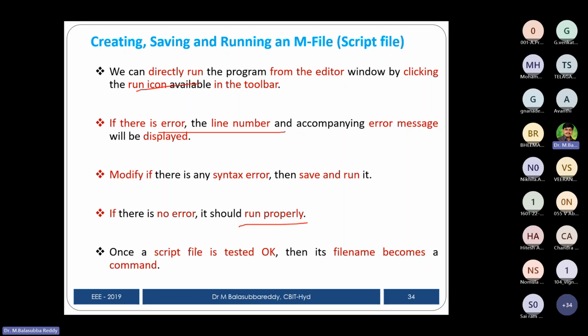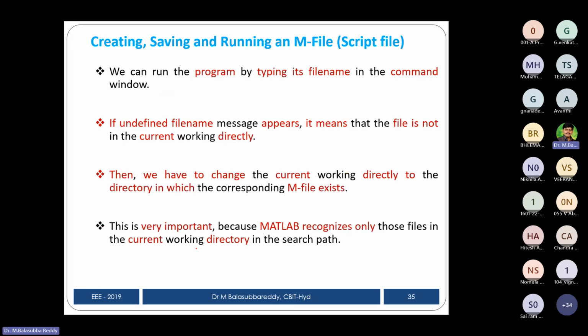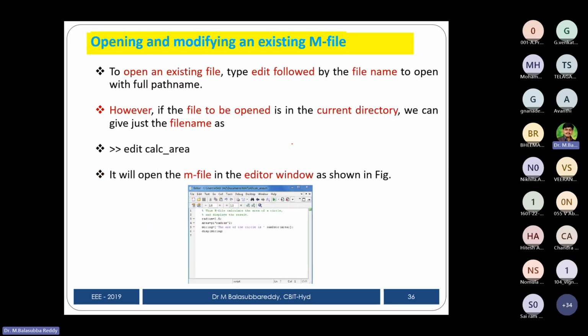And whatever file name is there, if you give the same file name in the command window, that program is going to be executed. By typing its file name in the command window, the total program is considered to be executed. If an underlined file name message appears, it means that file is not in the current directory. Suppose you are in the C drive and your file is in the D drive, that will not be recognized. Then you have to change the directory while running the program, or the other way is to copy that file from the D drive to the C drive and it will run. So that is also another option.